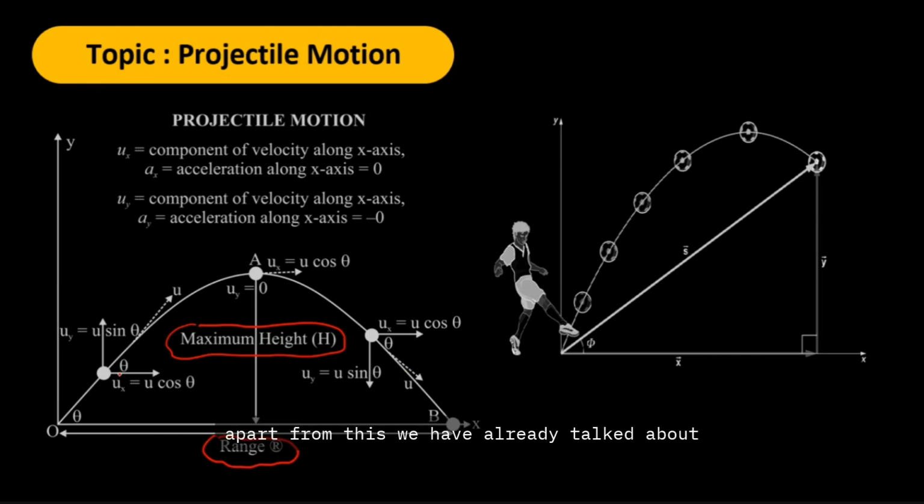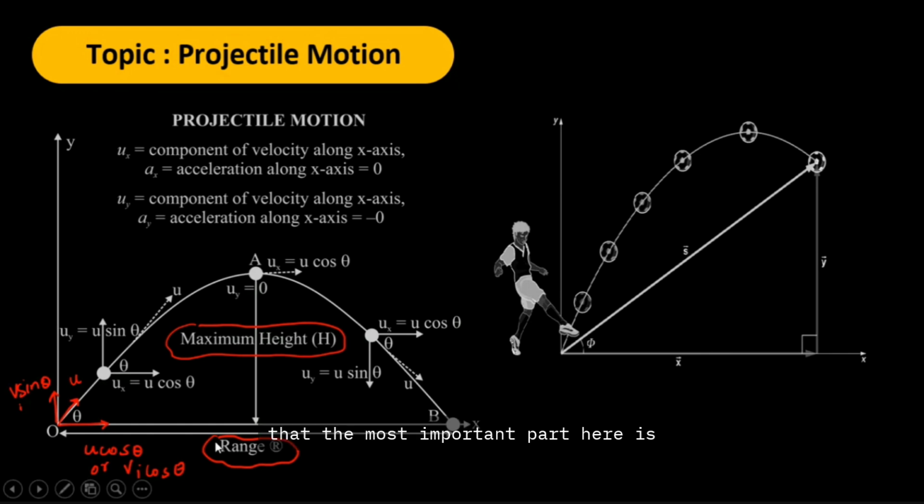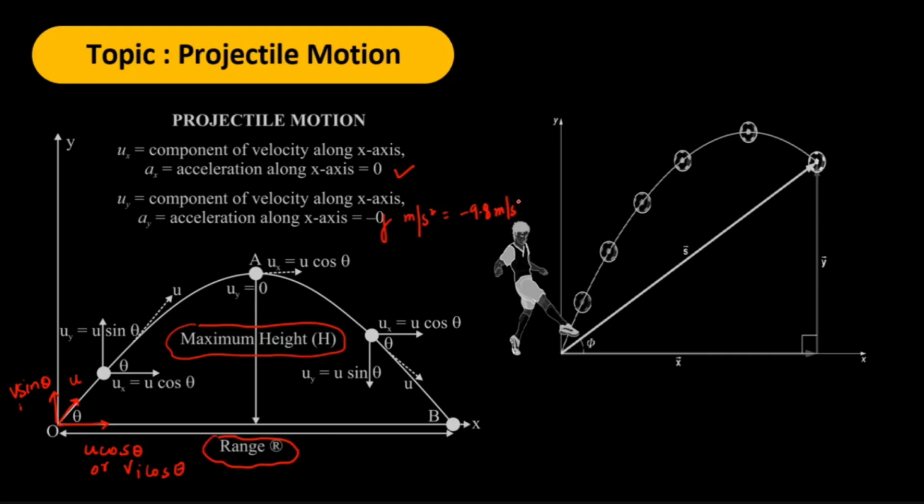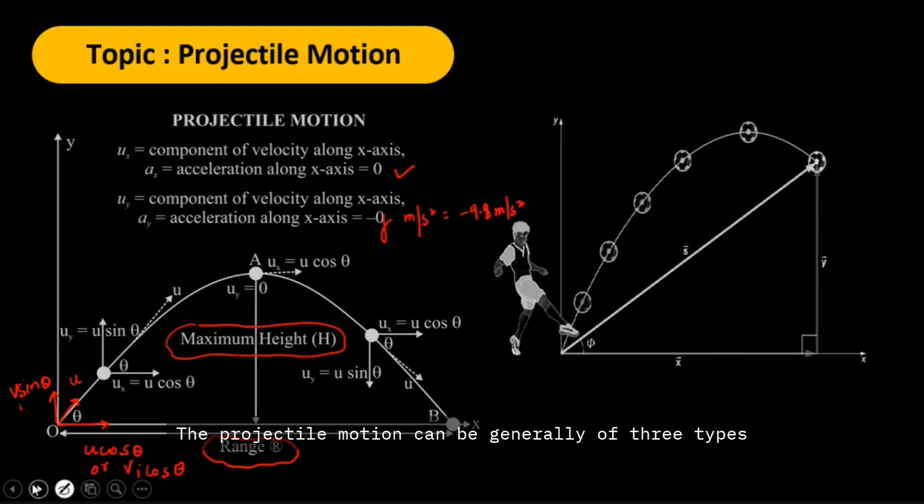Apart from this, we have already talked about how the velocity will change. What are the components of velocity? Initially, the particle has a certain velocity, let me say u or vi. This velocity vi must have two components, along the x-axis as well as along the y-axis. Along theta, the component is the cos component, and along the vertical, the component is the sine component. Whether you use u or vi, they both mean the same here. The most important part is that acceleration along the x-axis is always 0, whereas acceleration along the y-axis is negative g, which is negative 9.8 meters per second squared. Projectile motion can generally be of three types.